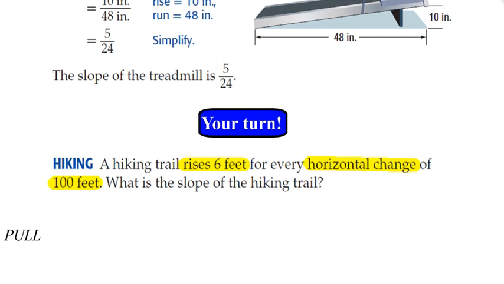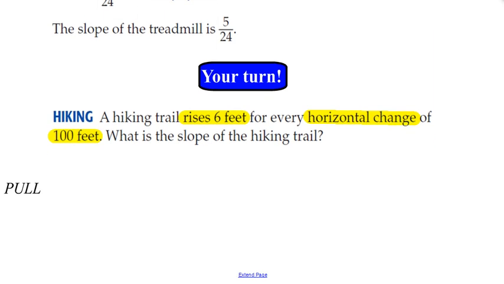Now here's an example for you to try. This one says a hiking trail rises 6 feet for every horizontal change of 100 feet. What is the slope of the hiking trail? Go ahead and pause the video and see if you can figure this one out. All right, so the rise over the run, we're going to get 6 over 100, and when we reduce that, we get 3 over 50.